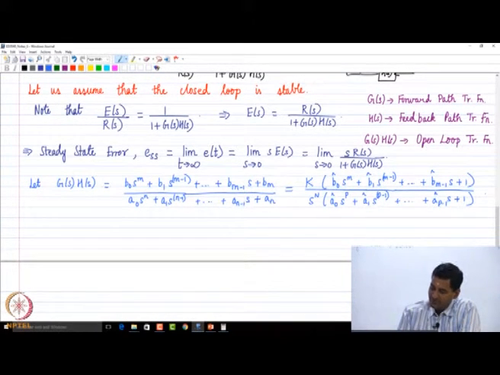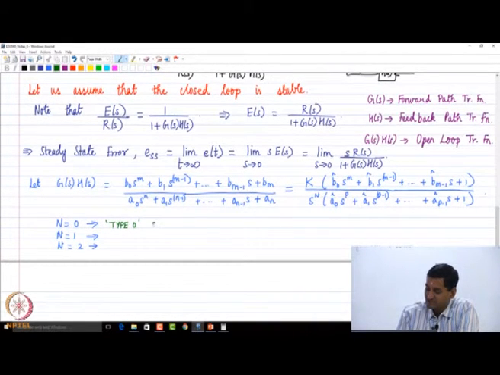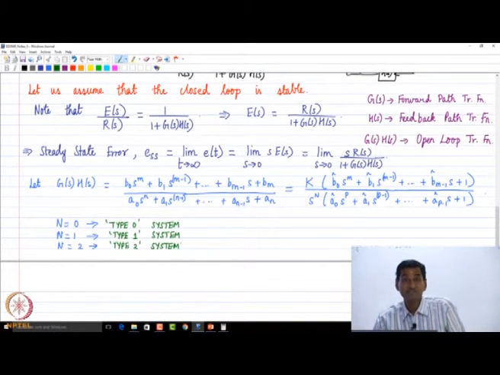Now, I am going to write 3 cases. When capital N is 0, it is called a type 0 system, or a system of type 0. When capital N is 1, it is called a type 1 system, and so on. When capital N is 2, it is called a type 2 system. A type 0 system does not have any open loop poles at the origin.